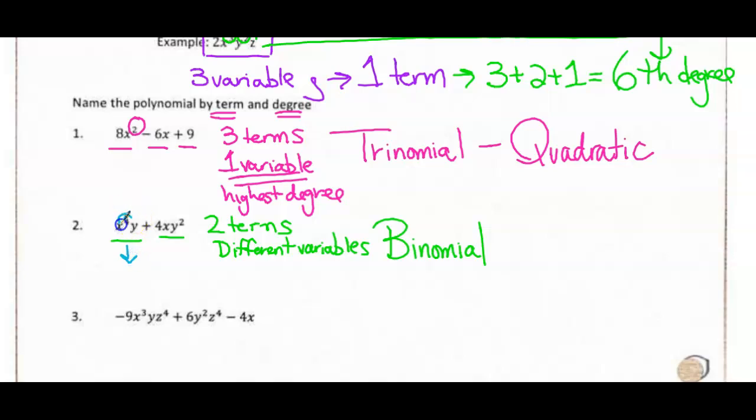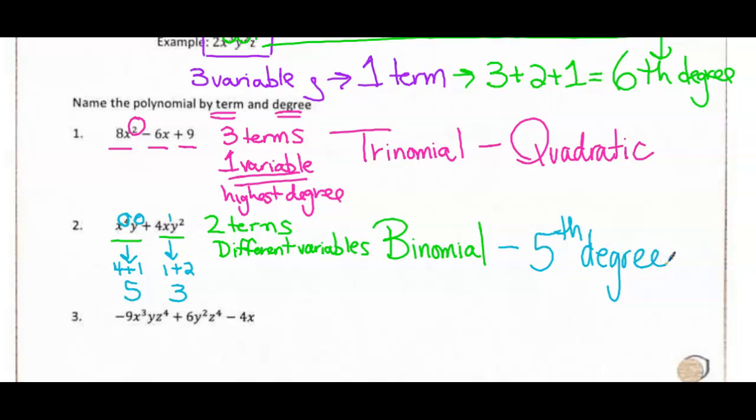Now, when I want to name this by degree and there are multiple variables, what you have to do is take the degrees of all the variables in the term. The x has a degree of 4, the y has a degree of 1. Don't forget about that. So that makes that term the 5th degree. You're going to look at the second term. The x has a degree of 1. The y has a degree of 2. That's a degree of 3. Once you know what they are individually, you pick the highest. And the highest is a 5, so we will say 5th degree.